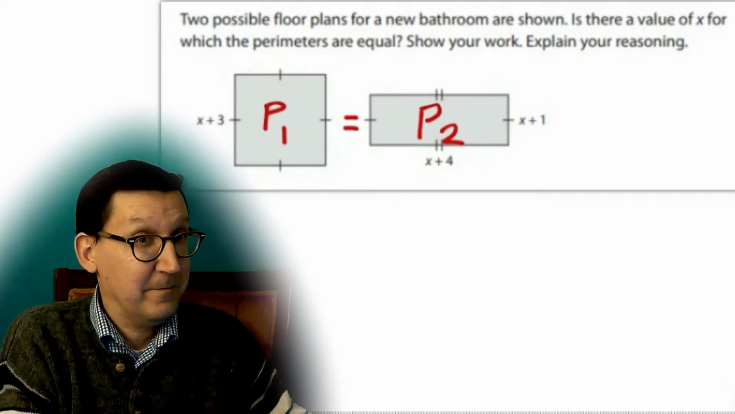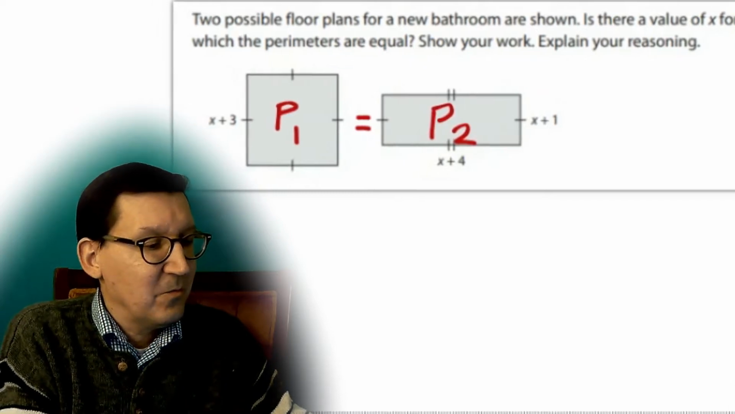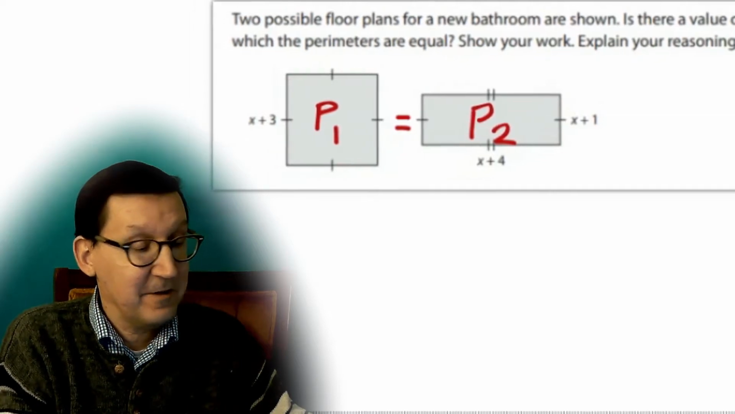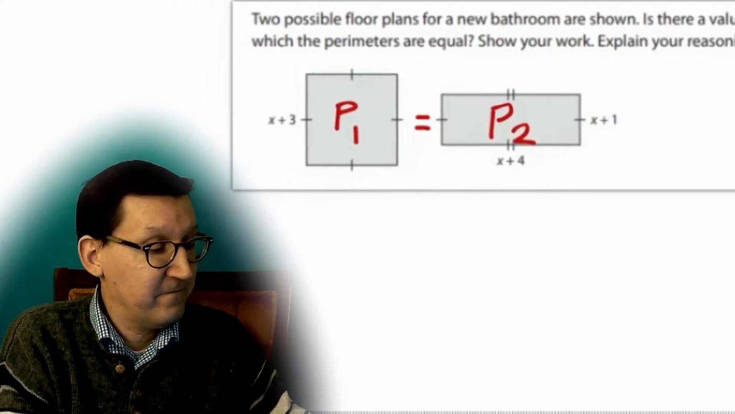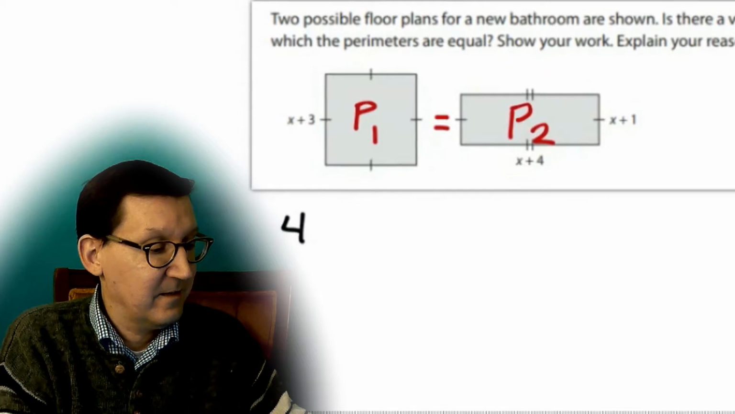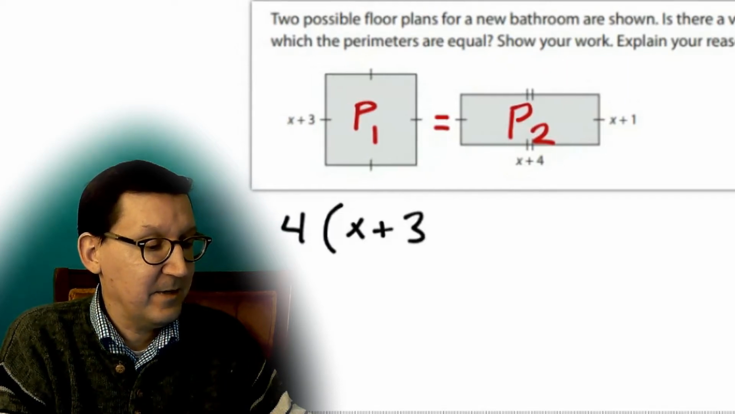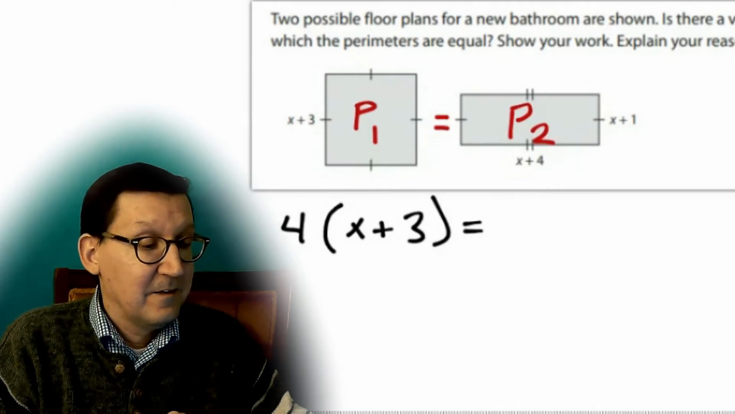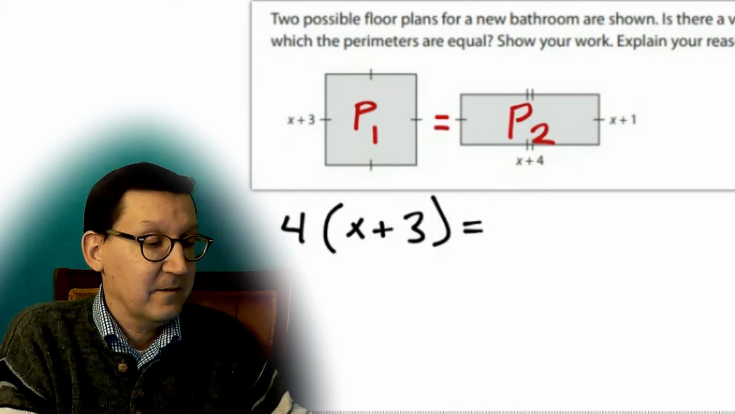Nope, a little bit more? Okay. Well, if we have 4 times this length, then that means the perimeter of this first square would be 4 times x plus 3. And that would have to be equal to the perimeter of the second. So what's the perimeter of this second square?